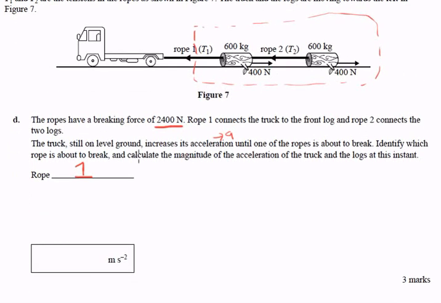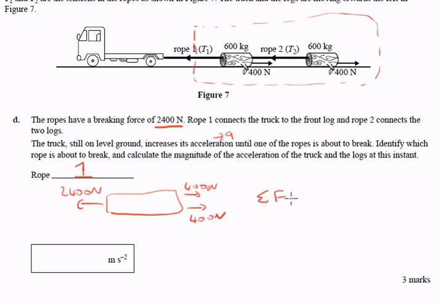Alright, let's have a look at that system. We've got, outside the system, we've got 2,400 pulling that way. We've got two lots of 400 pulling backwards. So the total force on the system equals 2,400 minus 400 minus 400 equals 1,600 newtons.